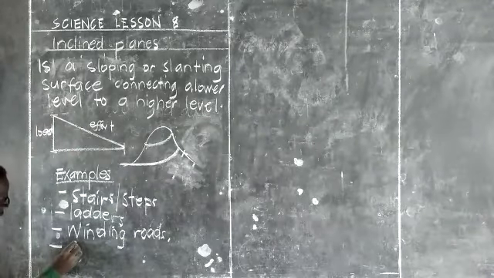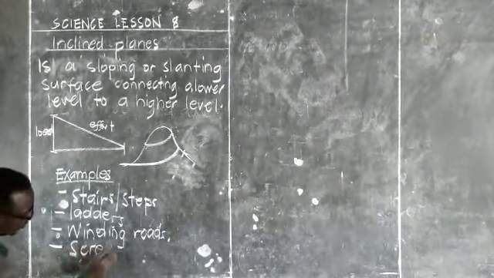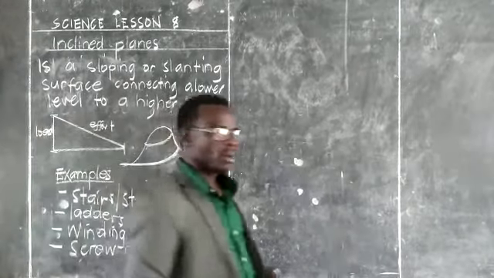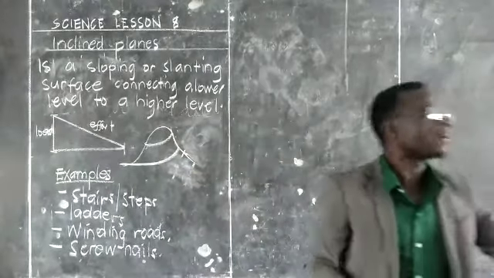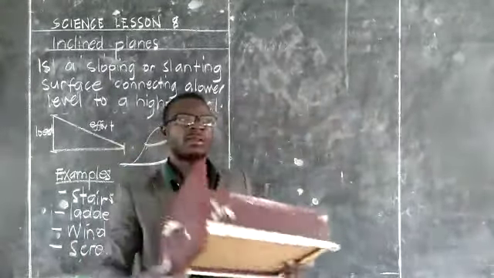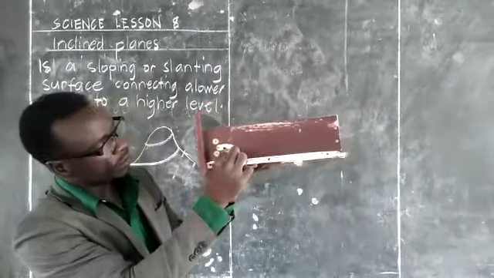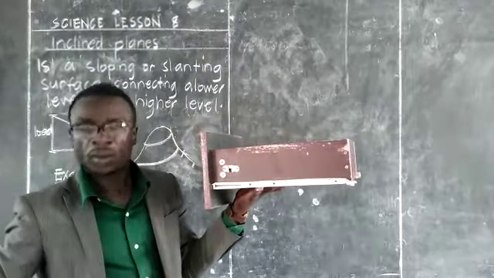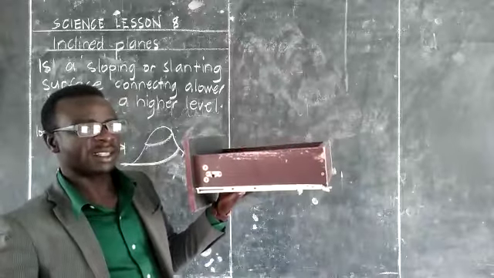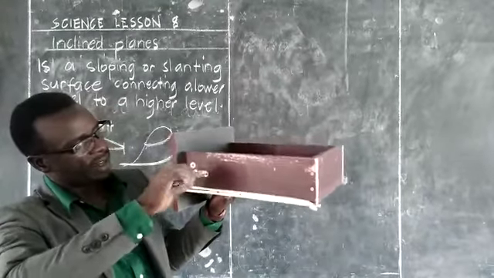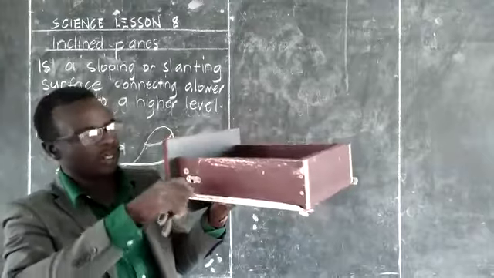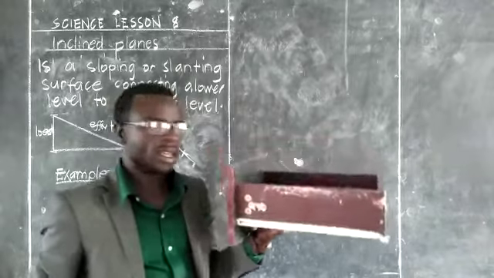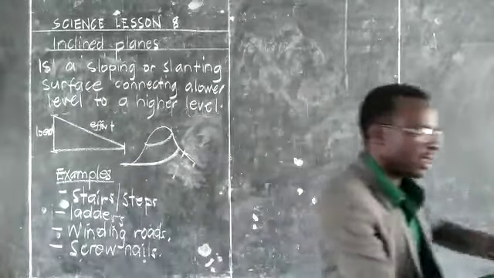Then we have screw nails. An example of a screw nail can be seen here. For example, these are screw nails. If one wants to open it, he simply gets a screwdriver and then opens it. So this is what we call a screw nail. They are examples of inclined planes.